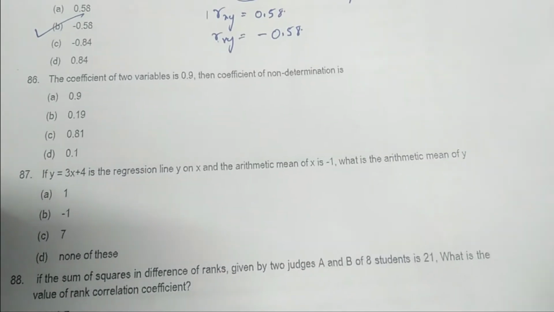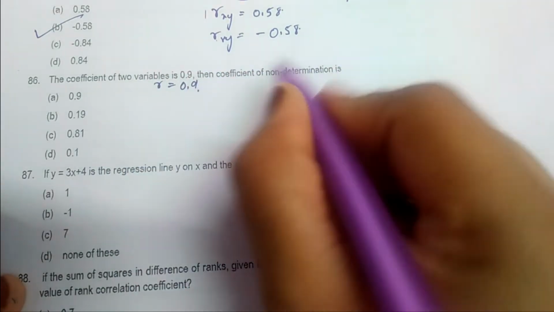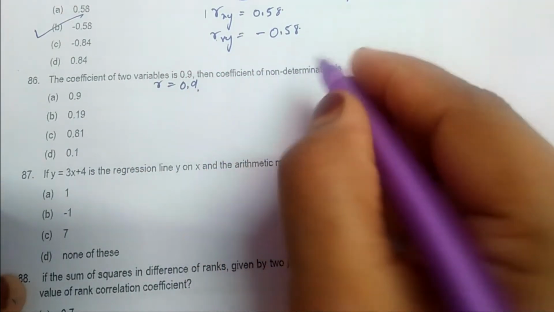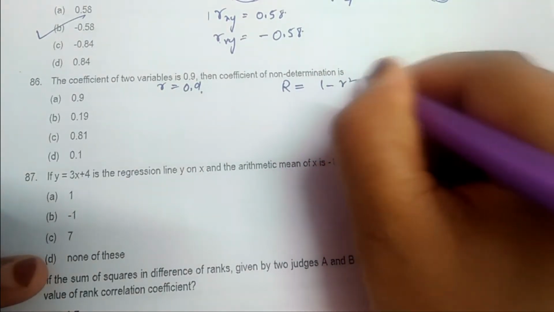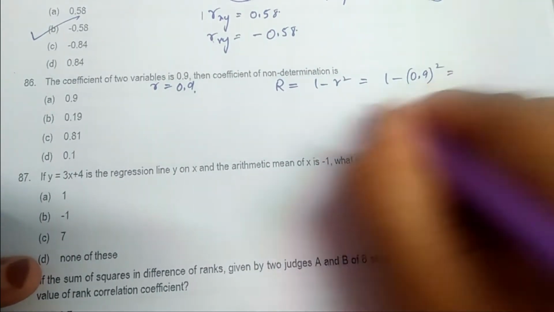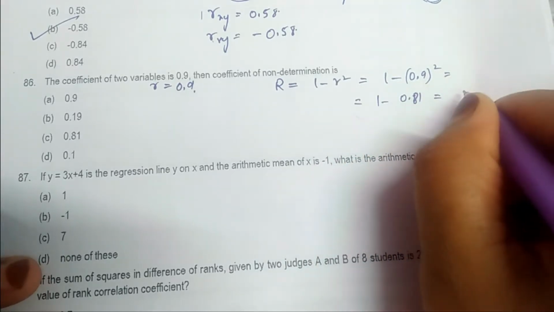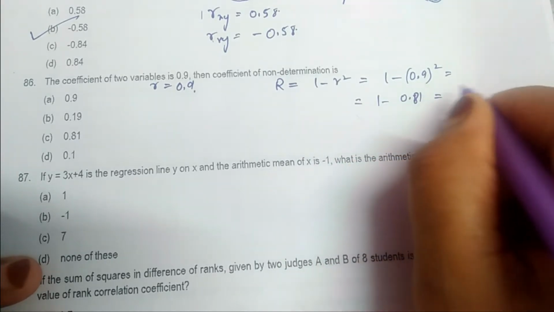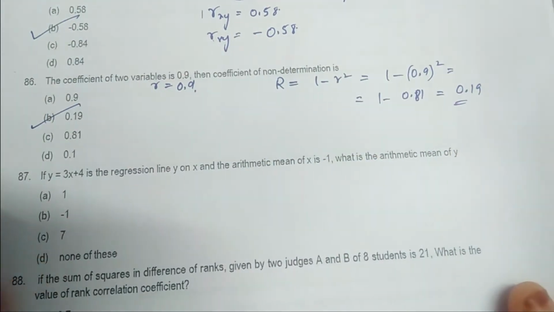The coefficient of correlation between two variables is 0.9. Then the coefficient of non-determination is what? The coefficient of non-determination will be 1 minus r square. It's very simple. 1 minus 0.9 square, which equals 1 minus 0.81, which is 0.19. Okay, so B is the answer.